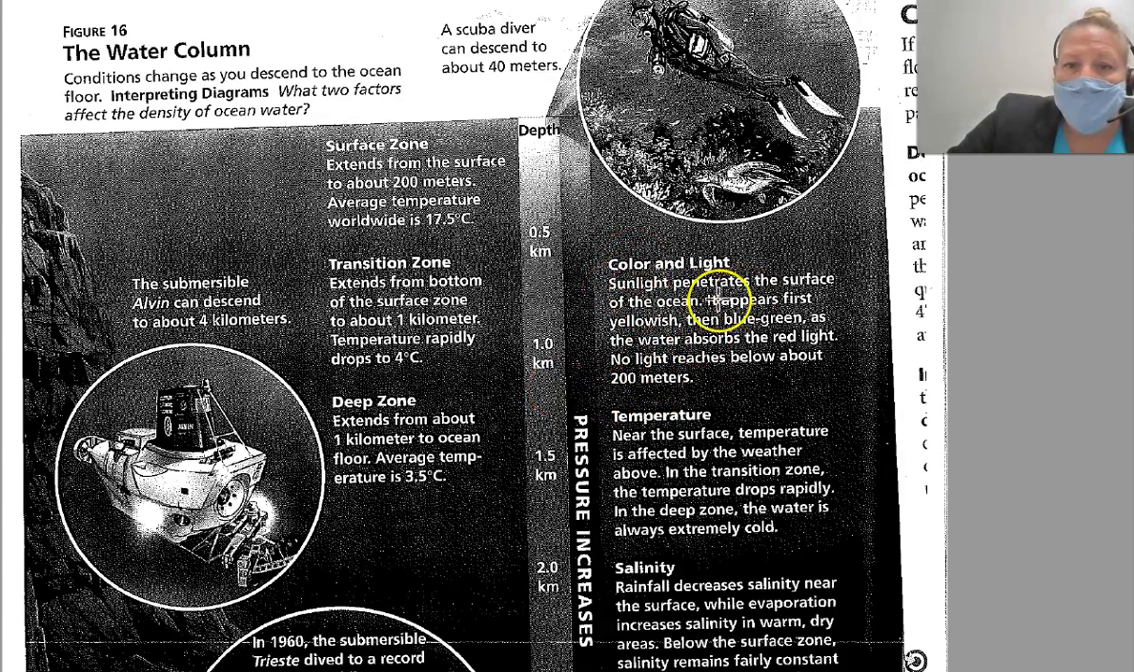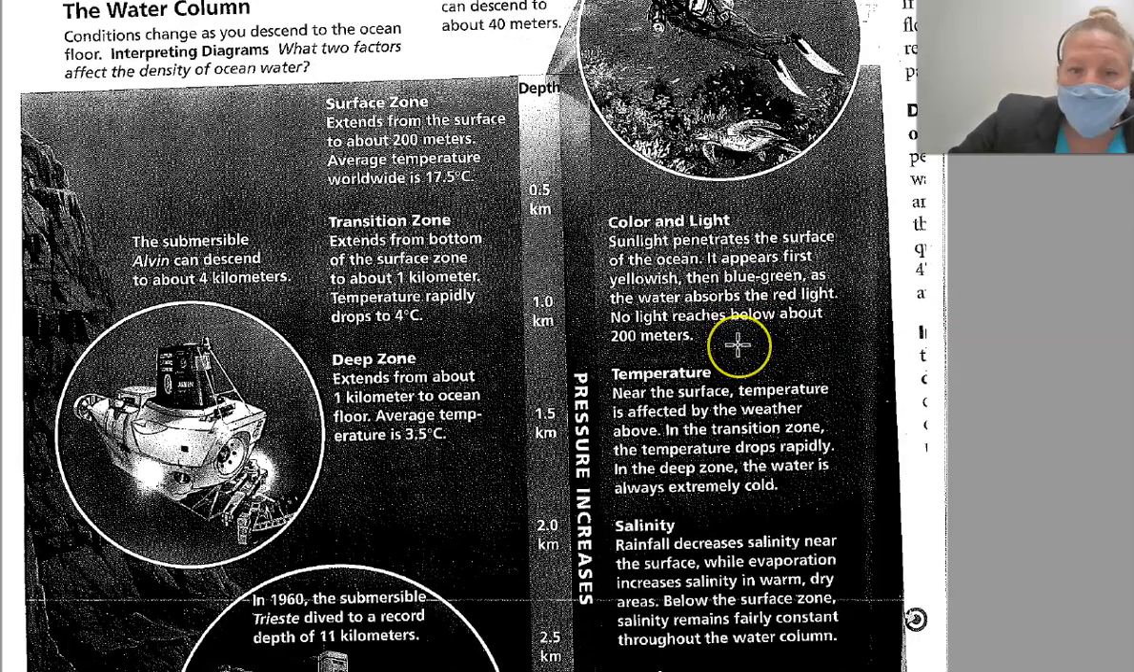In this area, color and light penetrate the surface of the ocean. It appears first yellowish, then bluish green as the water absorbs the red light. No light reaches beyond 200 meters. So notice that the surface zone is 200 meters deep. Color and light does not reach beyond that.